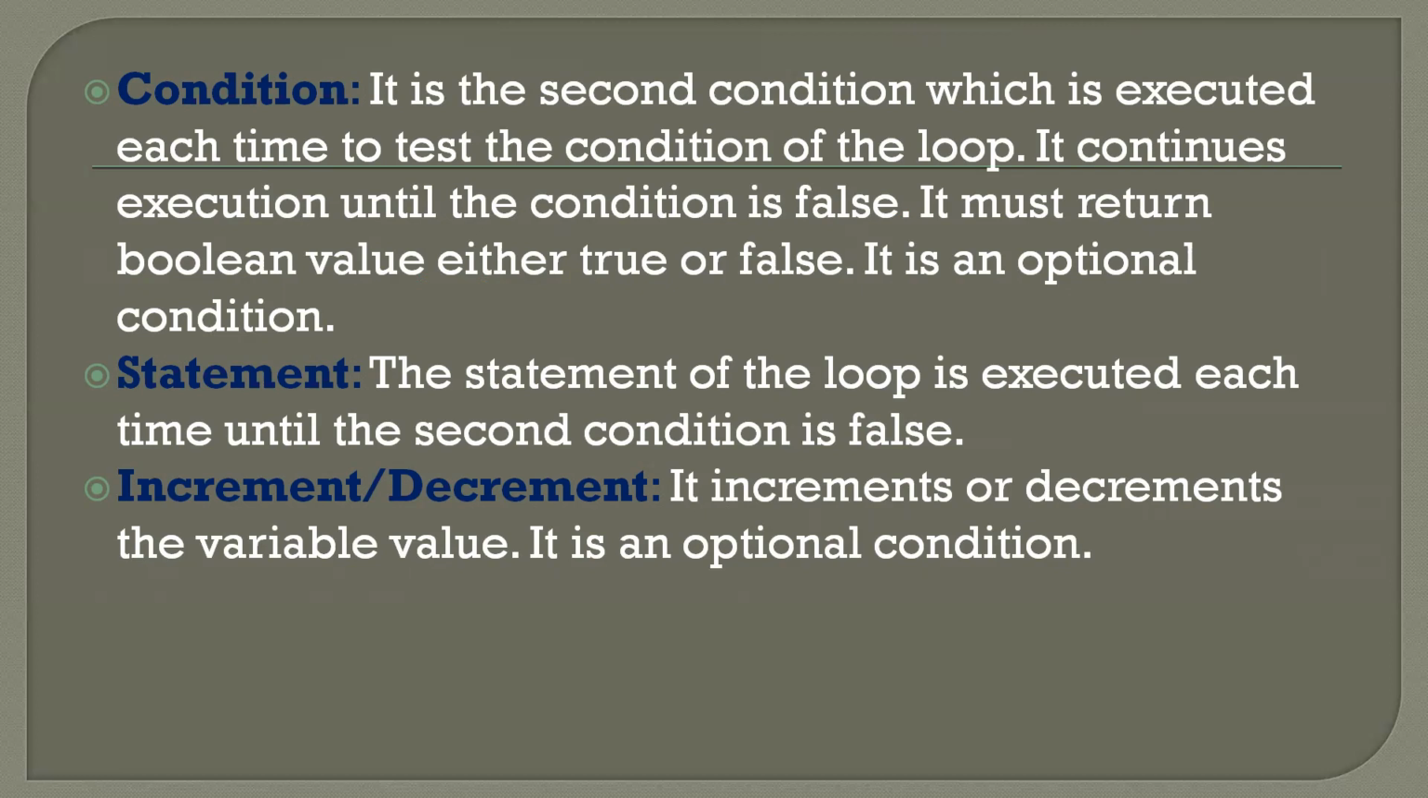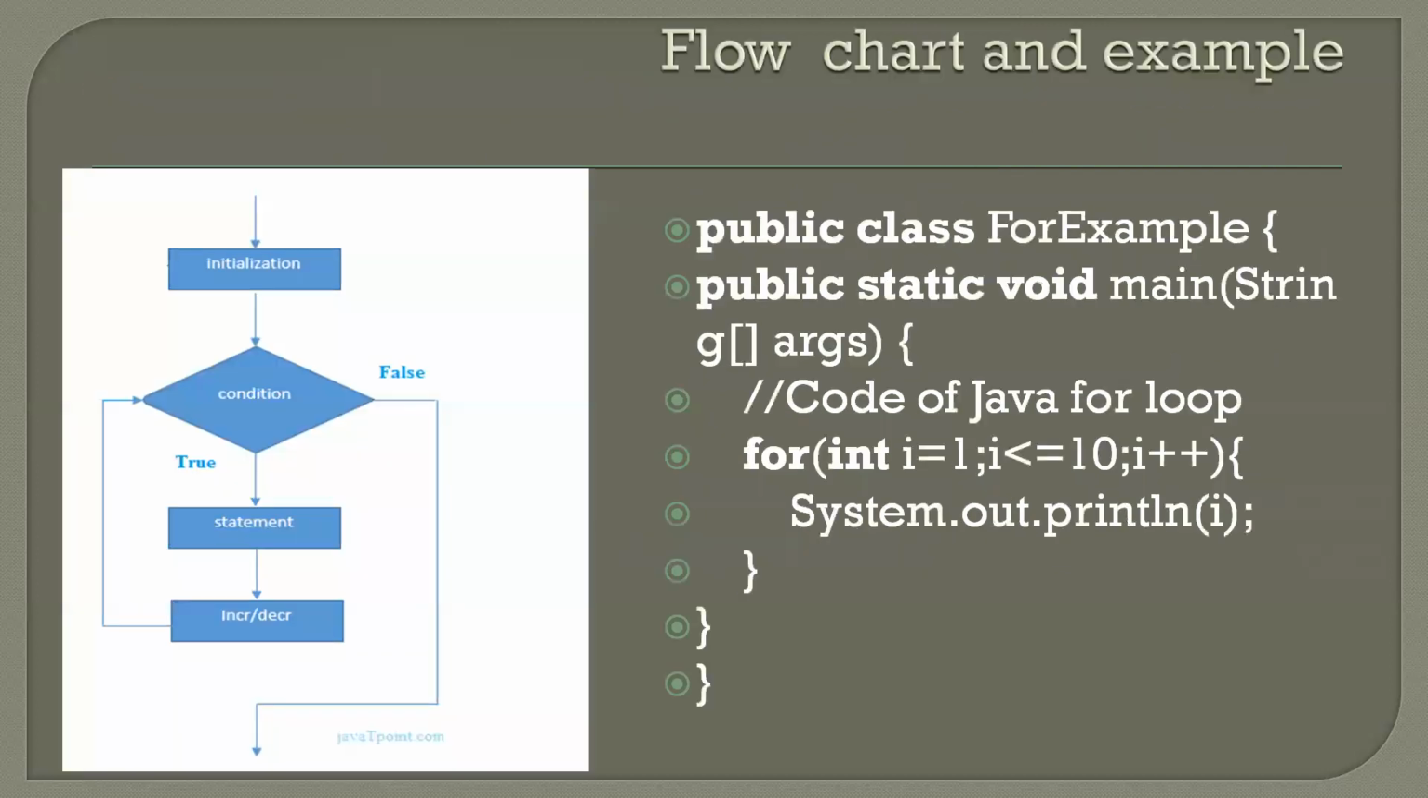And the third one is the statement, in the sense the body of the for loop. And the fourth one is increment or decrement. It increments or decrements the variable value. It is also an optional part, right? Before going to see this, let us see this slide, and after that I will explain how this for loop is executed, and what the initialization part, the condition part, the statement part, and the increment or decrement part are. Okay.